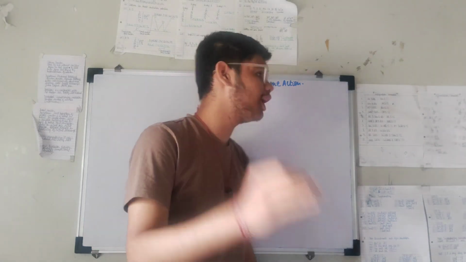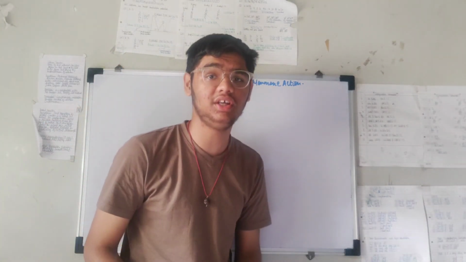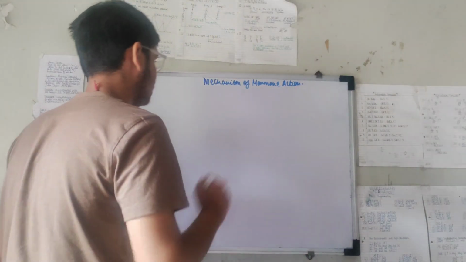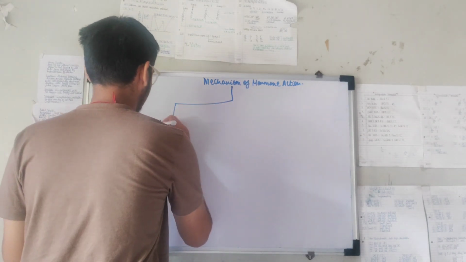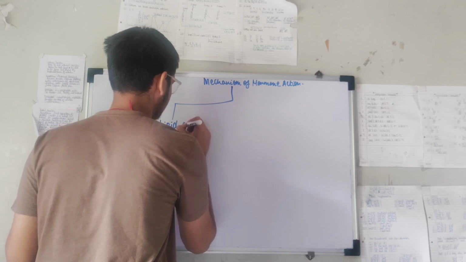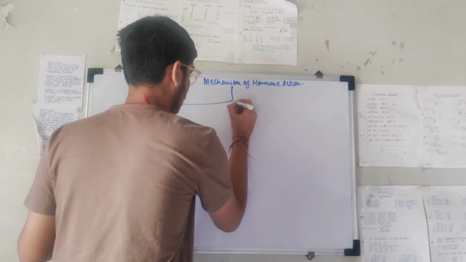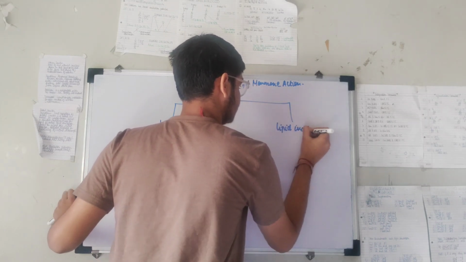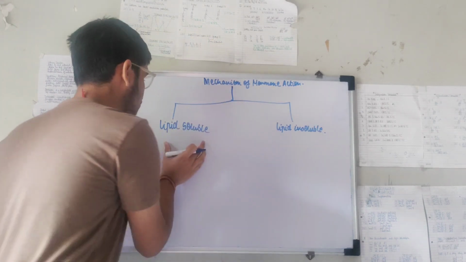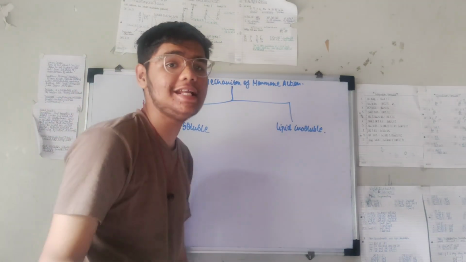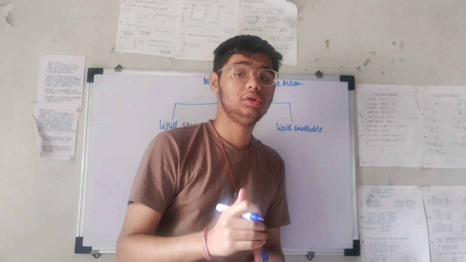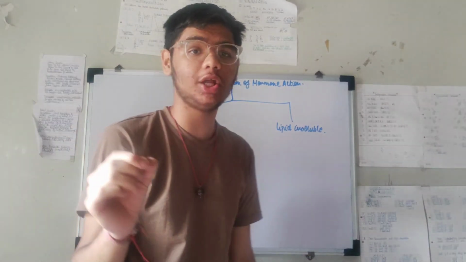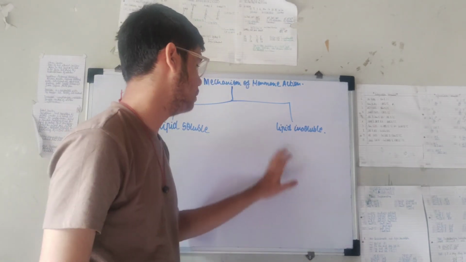So mechanism of hormone action, we will start by classifying the hormones into two categories. What are those categories? Lipid soluble and lipid insoluble. Lipid soluble means which can freely pass through the plasma membrane, that is the phospholipid bilayer, and lipid insoluble which cannot penetrate through the plasma membrane.